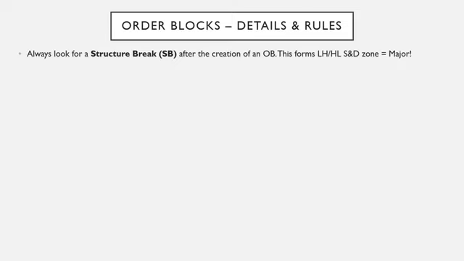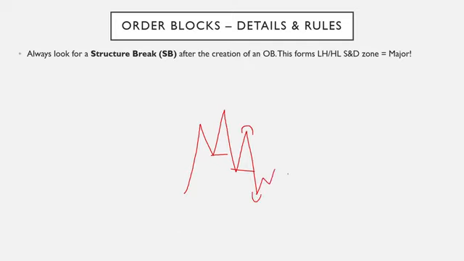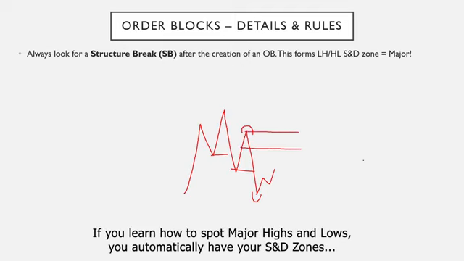We always need to see an SB after the creation of an OB. This pretty much forms, once again, our major lower high or higher low supply and demand zone. As I told you previously, why do those major higher lows work? Well, because they have a lot of demand inside them, right? If you remember, when we have an uptrend, the market creates a trend change and then confirms the trend change. This is our major high and this is our major low, right? Then usually, right here, you're going to have supply, and I call them lower high supply.